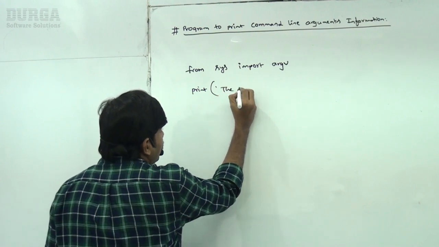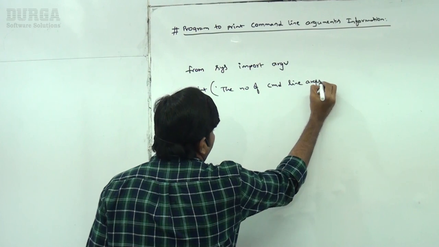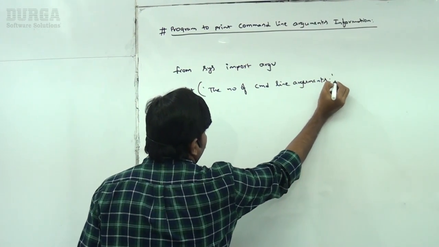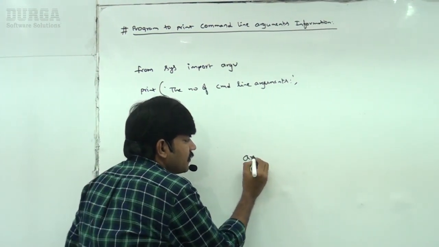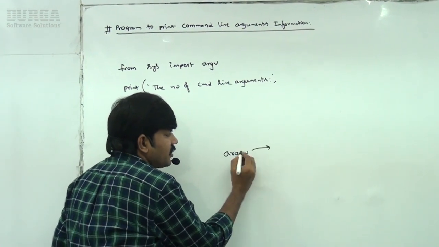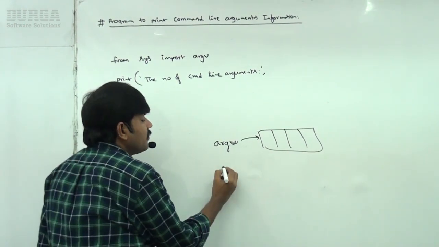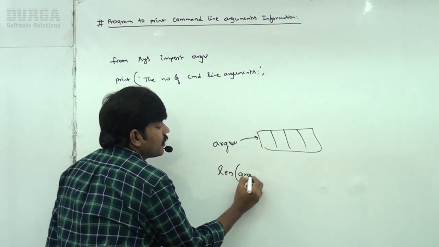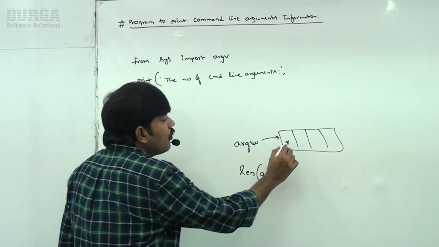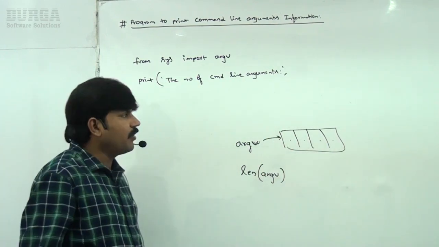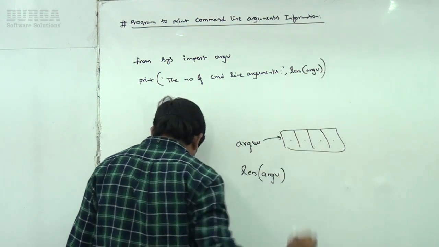Now, sir, very simple: print the number of command line arguments. How many command line arguments are there? argv is the list, right? So in this list, how many elements are there? If you want to know, very simple, we have to use the inbuilt length function. Length of argv returns how many values are there in this list.